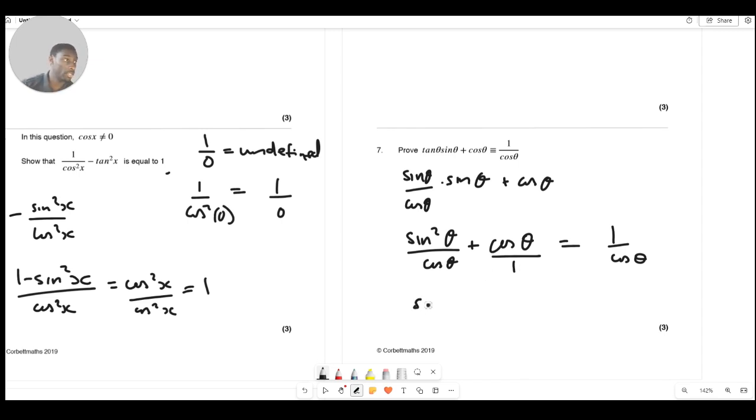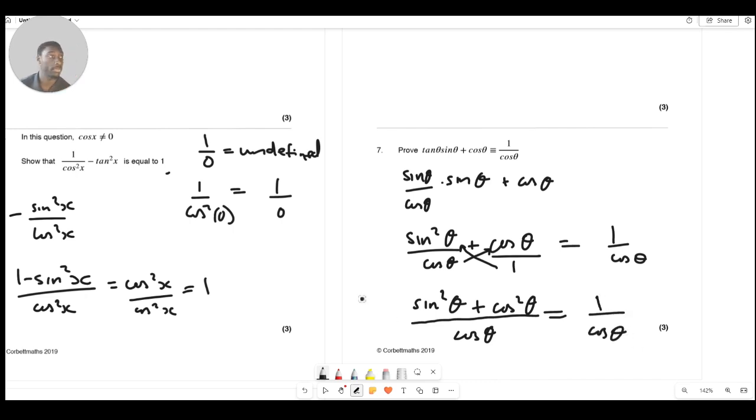So what I'm going to have is sine squared theta plus cos squared theta, and all of this over cos theta, because I want to have the same denominator. I'm essentially just done cross multiplication. So I've got sine squared theta plus cos squared theta over the common denominator, which is cos theta. Now, let's clean this up. So now sine squared theta plus cos squared theta is 1, and I'm going to have 1 over cos theta.